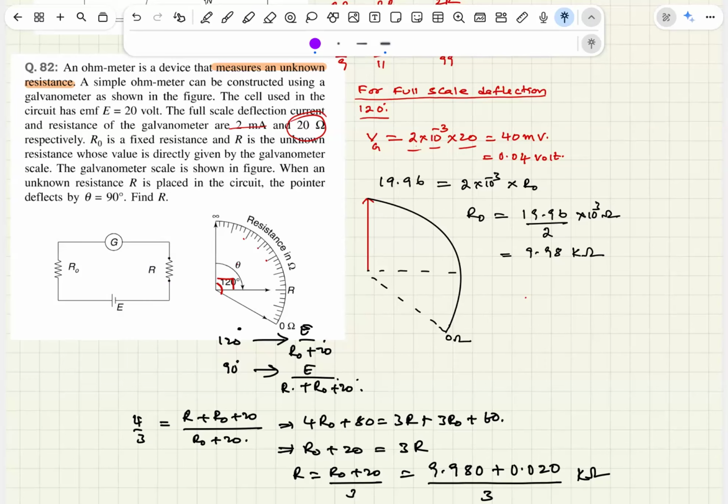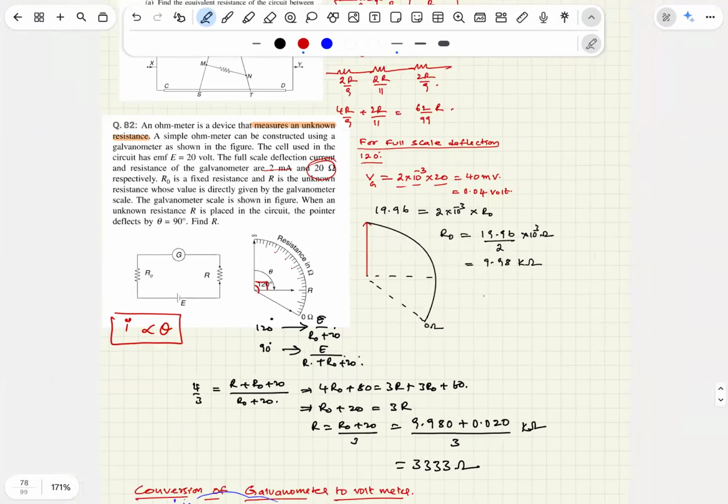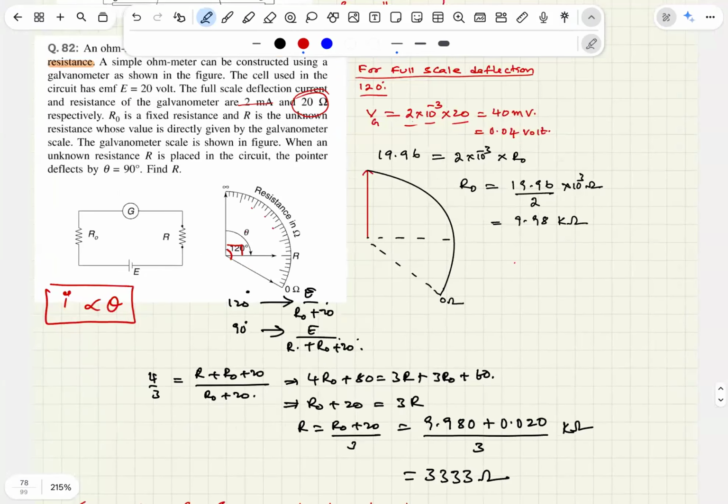Now I have placed this. And you showed that the angle is 90 in the question. So for 120 degrees, current is this. For 90 degrees, current is this. And you know, the working principle of the galvanometer is I proportional to theta, so the ratio is 4/3. Everything you have, you will find out.